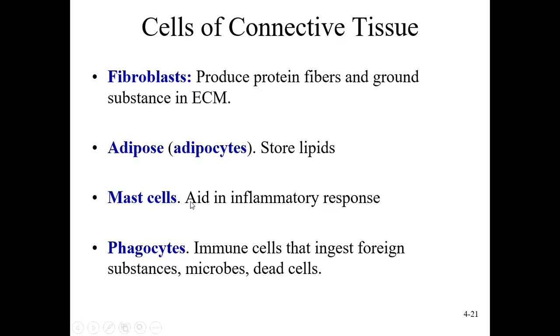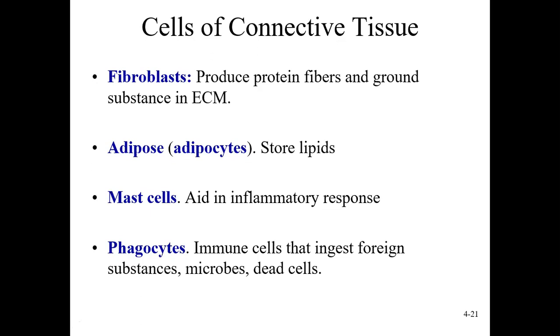Mast cells, these are special types of cells that you'll find in the blood, and they help in the inflammatory response. And so you'll find those in the blood. And then phagocytes, that's a special type of immune cell. We'll talk more about these in 169 when you cover the immune system.